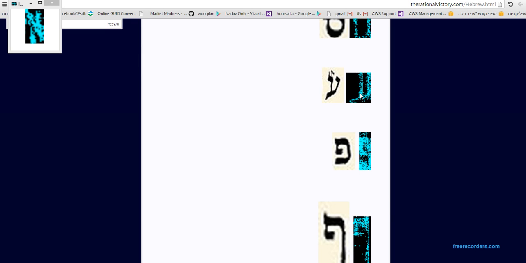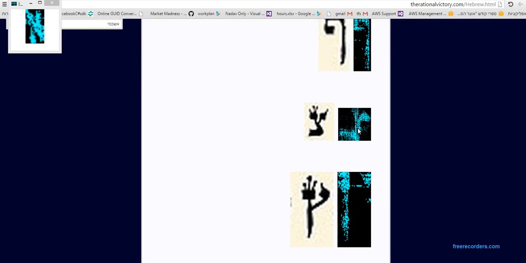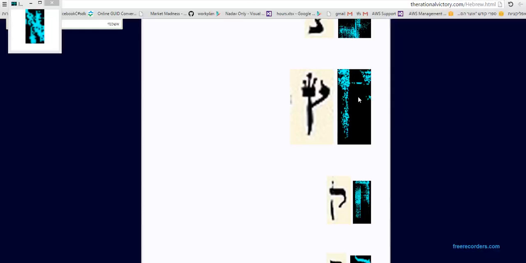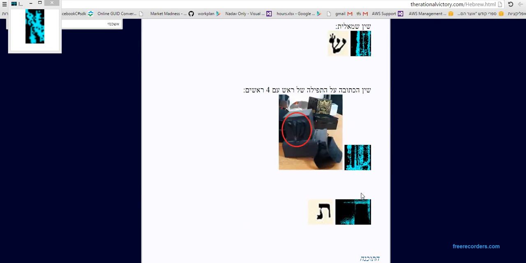You can see this is the letter Ayin, letter Pe. This is the final Pe. Some of the Hebrew letters, when they appear at the end of words, have a different look. This is the letter Pe when it appears in the middle of a word, and this is its shape when it appears at the end of a word. This is Tsadi, and final Tsadi, Kuf, Resh, Shin, Sin, and Taf.